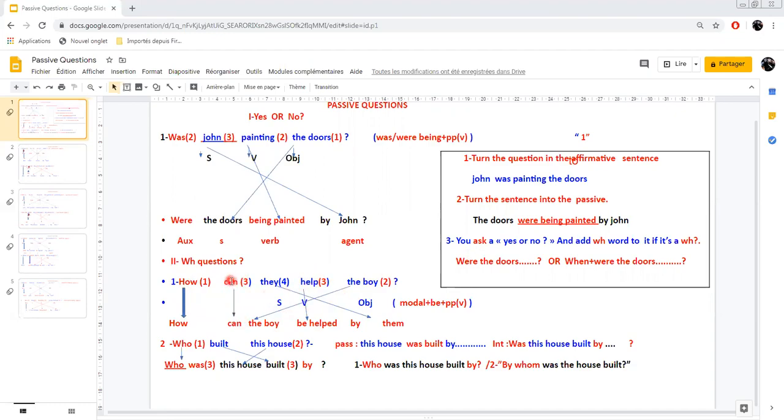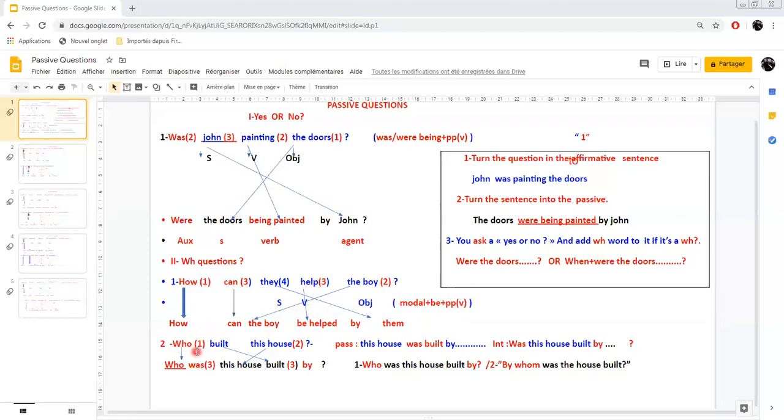Since we've got a modal here, it doesn't change. So we are going to put "can" here as an auxiliary. And then we apply the rule of the passive: modal plus be plus the past participle. So you've got "be helped." And then you finish your question, of course, by mentioning the agent if you want. I would like just to draw your attention here. Here it is a personal pronoun subject, and you should be very careful. And here it becomes a personal pronoun object.